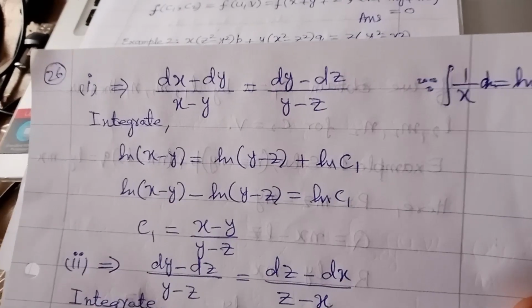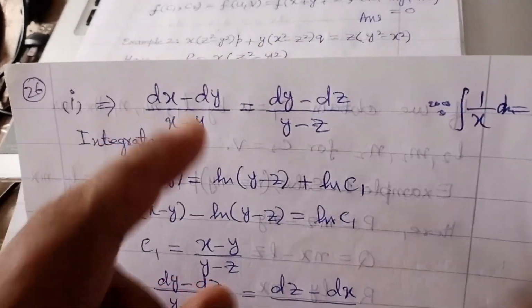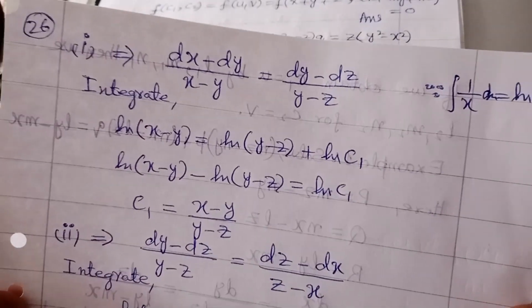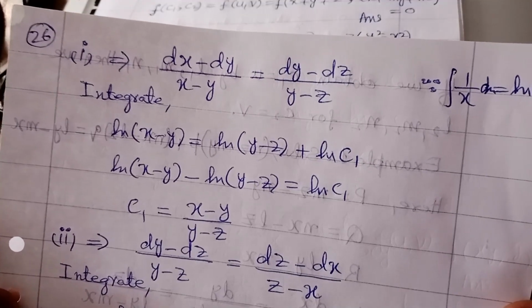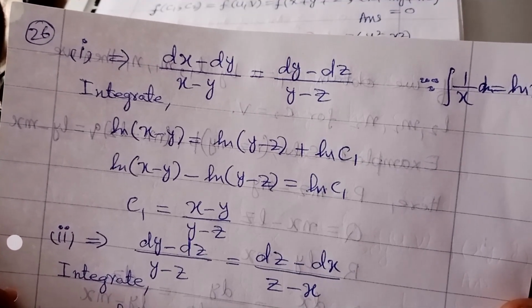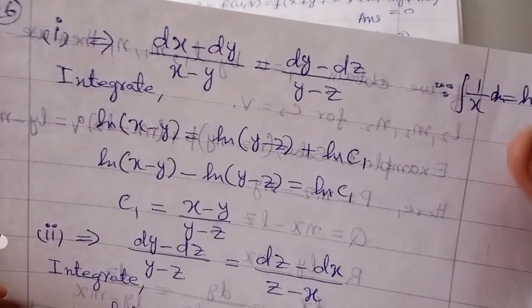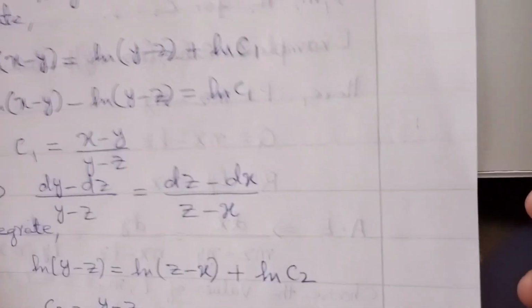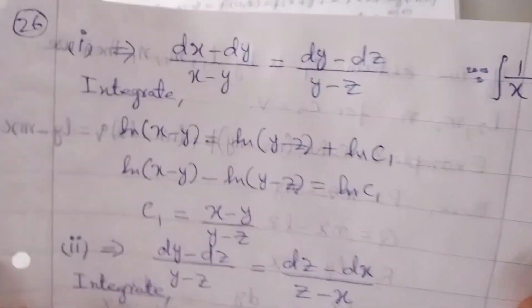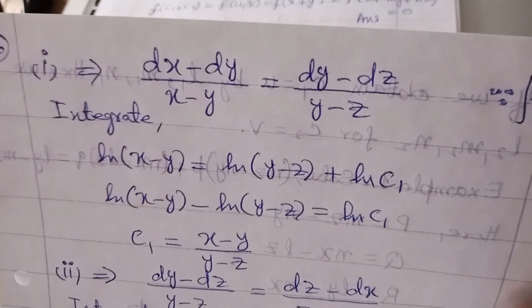One more example of partial differential equation, and that is dx upon x minus y is equal to dy upon y minus z. Because we know that the integral of 1 upon x would be what? ln of x. So here we will use the definition of log.